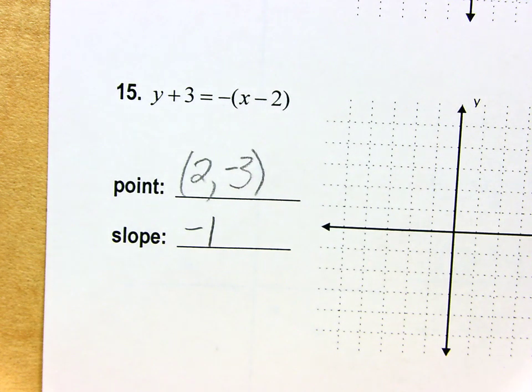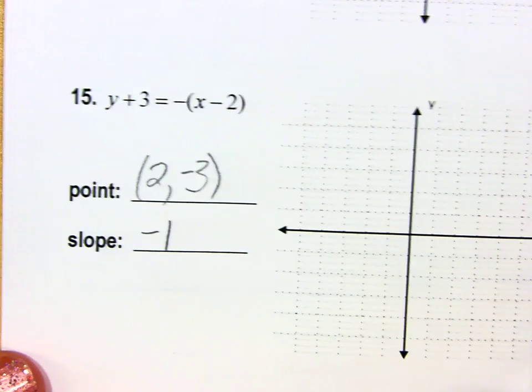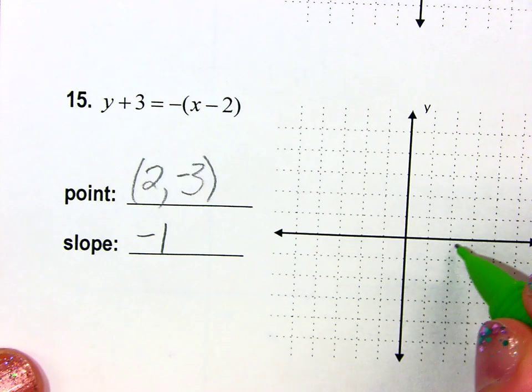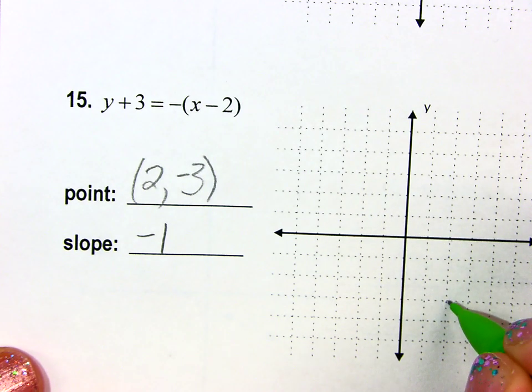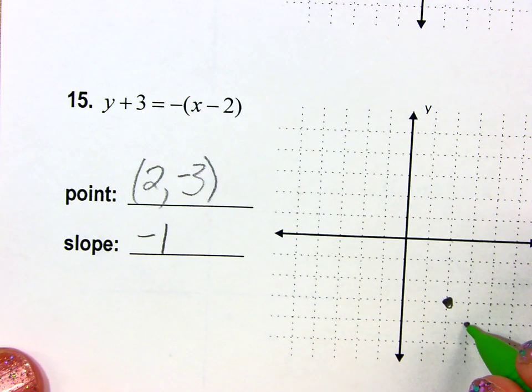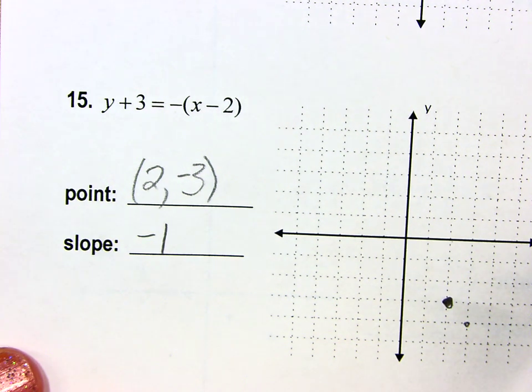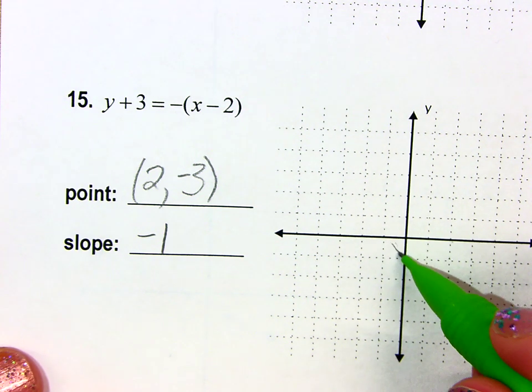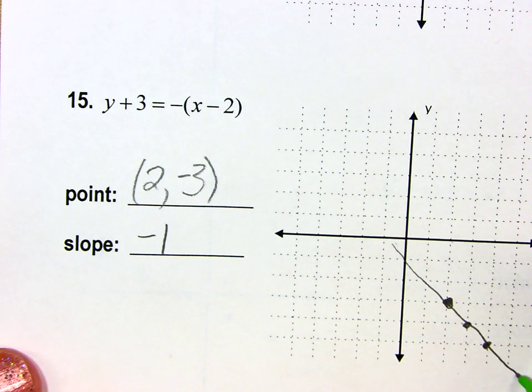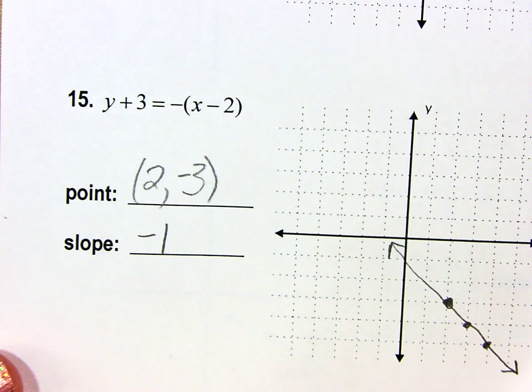Does everybody get that? I'll take your silence as a yes, you did. So plot it. 2, -3 should be a dot right there. And then follow that slope of -1, which means to go where? Down 1 to the right 1. Okay, great. So let's stop this video here.